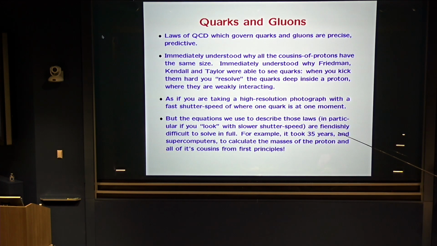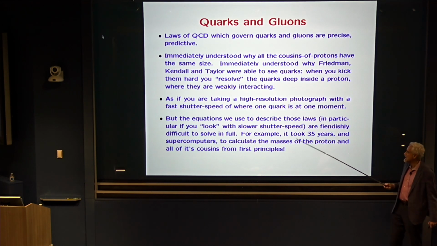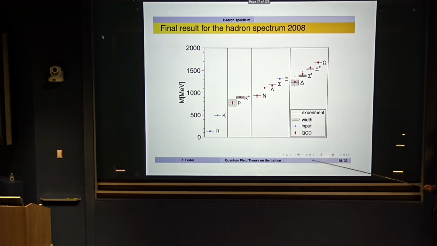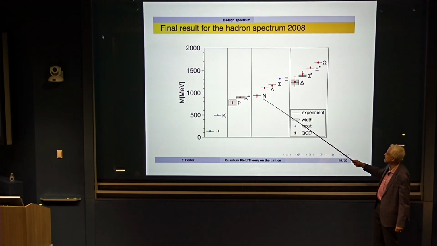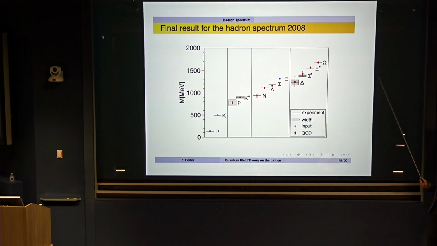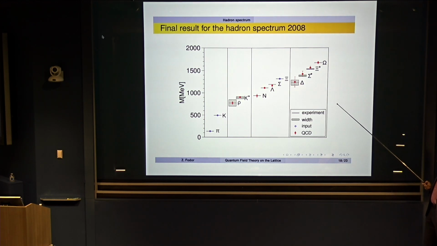But those same equations should describe the structure of the proton itself, and that turned out to be a much harder thing to calculate. It took 35 years to take the laws that were discovered in 1973 and calculate the mass of the proton, the mass of the rho meson, the mass of all of these cousins of the proton. They were all calculated quantitatively from the fundamental laws of nature for the first time 35 years after the fundamental laws were discovered.